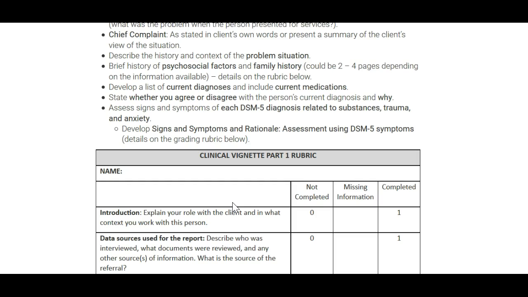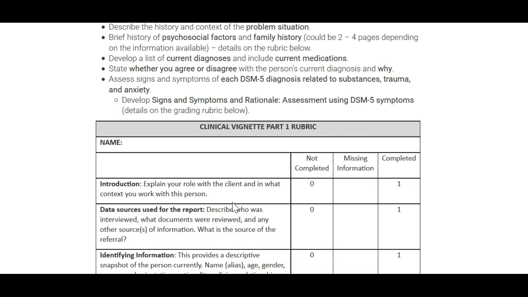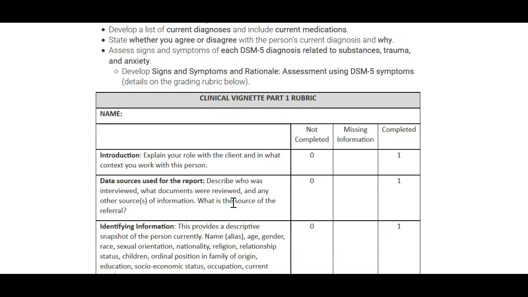Why or why not? Then you want to assess if you feel the DSM-5 diagnoses are related to substance use disorder, symptoms, trauma, or anxiety, right? So you want to share if there's underlying issues going on there, right? Usually when it comes to addictions work, there's usually underlying trauma. There's usually underlying mental illness that contributed or sometimes can be a result of the substance use, right? So you just want to make sure that you answer this question thoroughly.